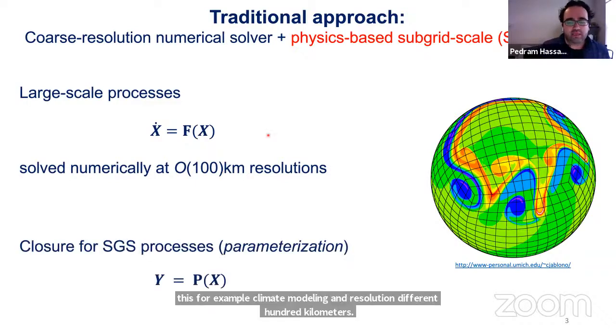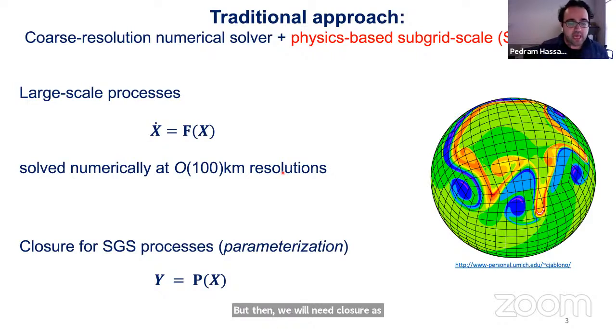But then we will need closure, as Tim already discussed. We need basically parametrization for subgrid scale processes, everything below the resolution of the numerical solver. Generically, I represent that with a function P, so that for the larger, resolved scales, we can calculate what the effect of the smaller scales is. And these are called parametrizations.